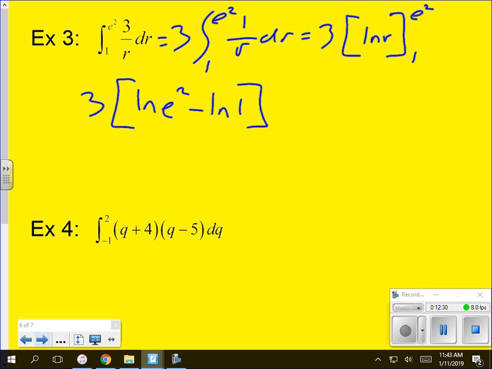The natural log of 1 is what? E to what power gives you 1? 0. You need to have that value memorized. The natural log of 1 is 0. You need to know that and have it memorized. So 2 minus 0 is 2, so this whole thing is 6. If you have the natural log of some number, just leave it as that. Don't worry about making it decimals. Okay.